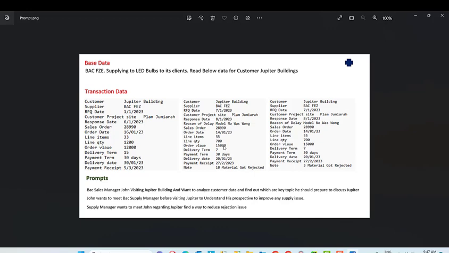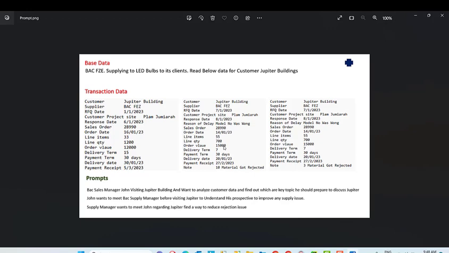The whole scenario is the sales manager wants to visit a customer, and before visiting the customer, he wants to understand which are the important topics I should focus on with this customer. Now, the company is Back FZE, which is the supplier, and the customer is Jupiter Building. Back has supplied three orders, maybe you can say in 2 months of time.